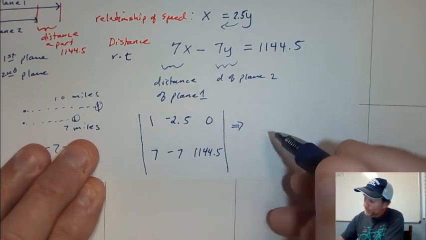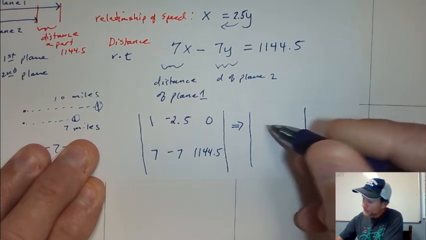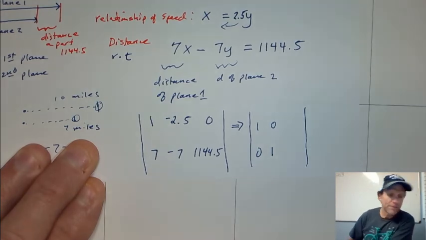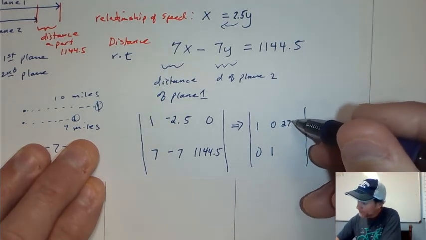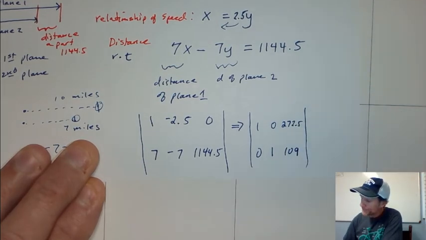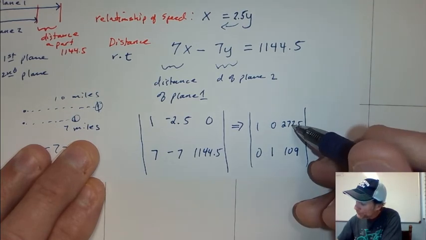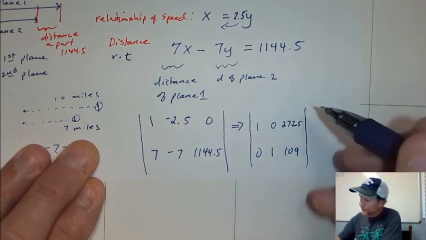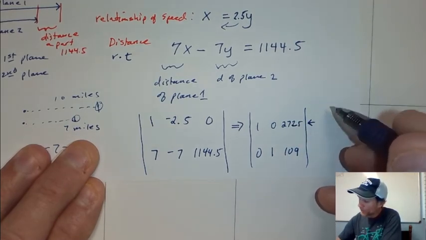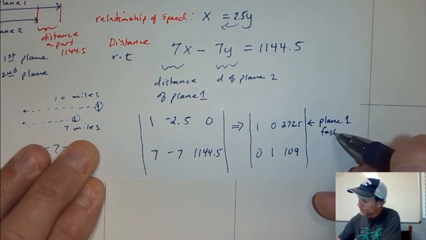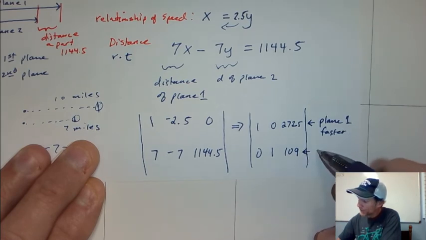Once I perform a REF on this, I end up getting 1, 0, 0, 1, 272.5, and 109. You can see this on your note packet also. So this is the faster plane, or first plane, or plane 1. And this is the slower plane, or plane 2.